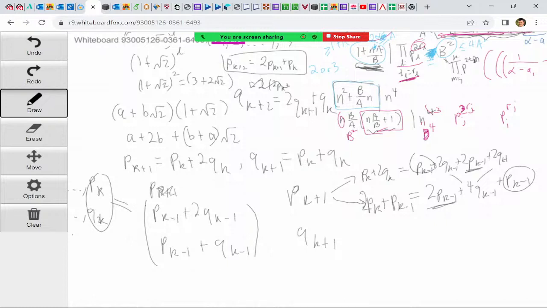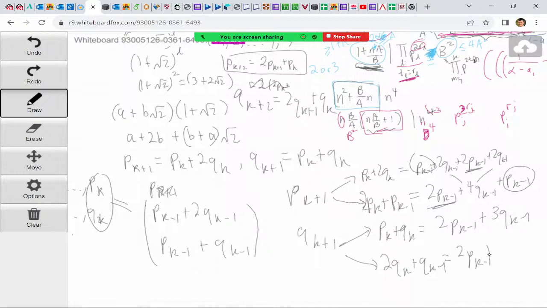And then the Q_{k+1} is very exclusive. Yeah, so Q_{k+1} is P_k + Q_k, which I'm just going to add up here: 2P_{k-1} plus 3Q_{k-1}. And here it's 2Q_k plus Q_{k-1}, which equals 2P_{k-1} plus 2Q_{k-1} plus Q_{k-1}, which is 3Q_{k-1}. Ah, very good.